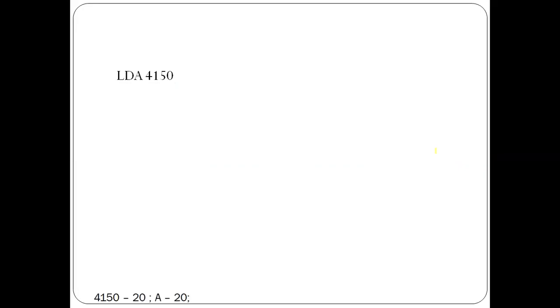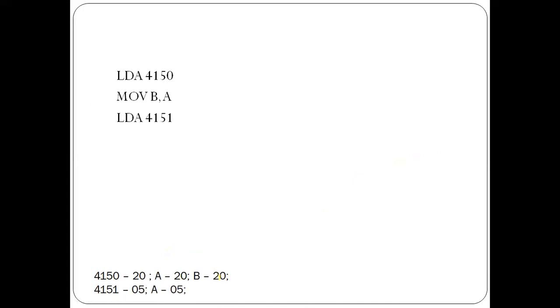First is LDA 4150. This LDA command will move data from a specific address to the accumulator. In this case, we have the number 20 in the memory location 4150. So from 4150, the data will be copied to the accumulator. Move B, A. This command will move the value from A to B. Again, LDA 4151. From the memory location 4151, the value will be moved to the accumulator.